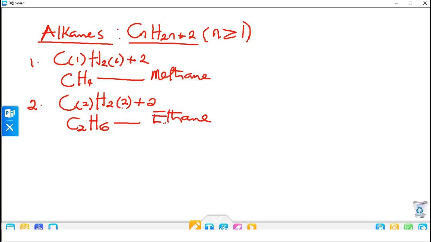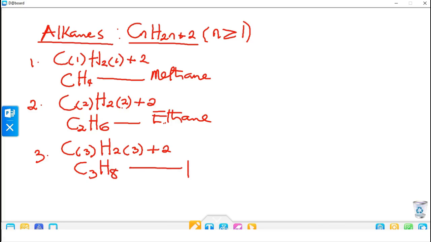And that is how to get our molecular formula. Let us take propane. The third member will be C3, H, 2 into 3 plus 2. And this gives us C times 3 is C3, H, 2 times 3 gives us 6, plus 2 gives us 8. And this is the molecular formula for the third member of the alkane family, propane.